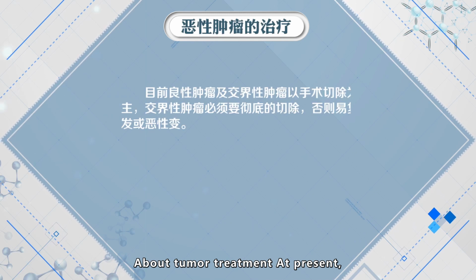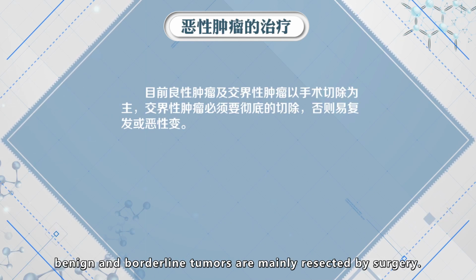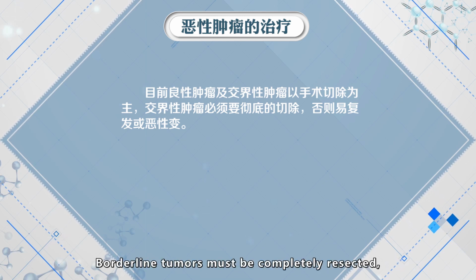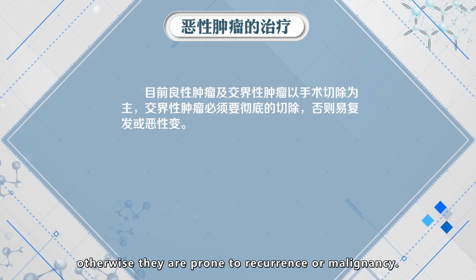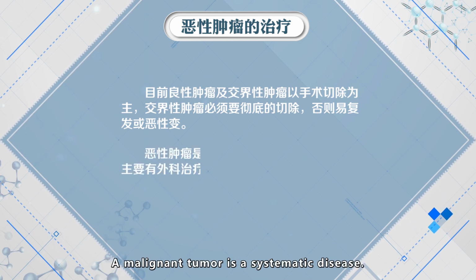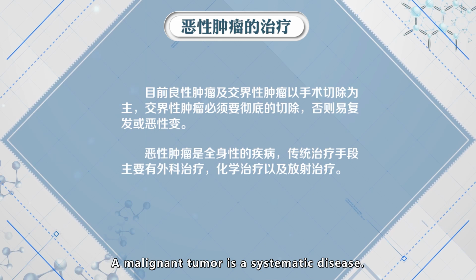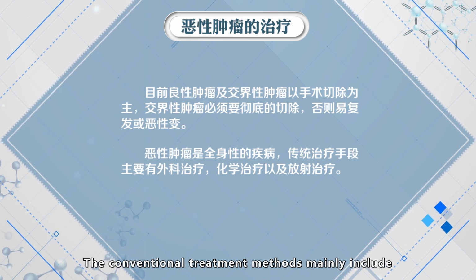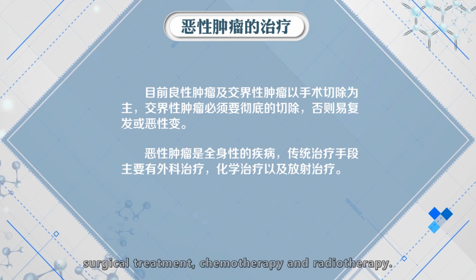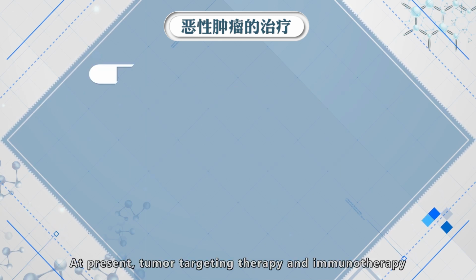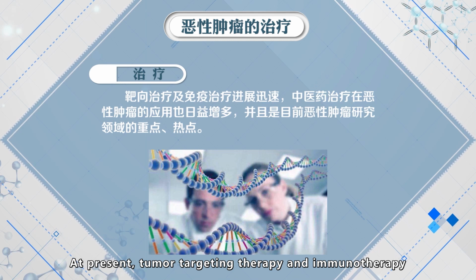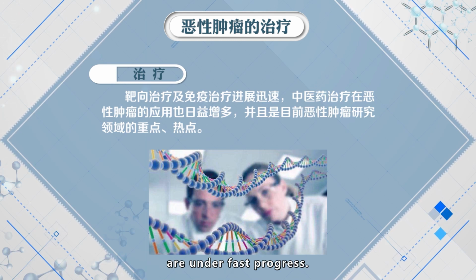About tumor treatment, at present, benign and borderline tumors are mainly treated by surgery. Borderline tumors must be completely resected. Otherwise, they are prone to recurrence or malignancy. A malignant tumor is a systemic disease. The conventional treatment method may include surgical treatment, chemotherapy, and radiotherapy. At present, tumor-targeting therapy and immunotherapy are under fast progress.